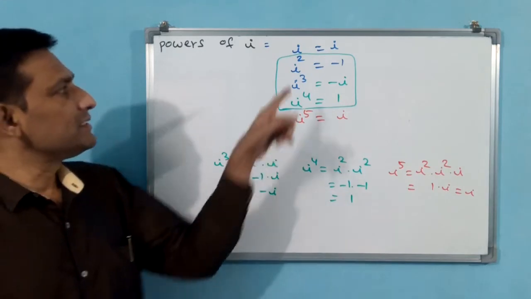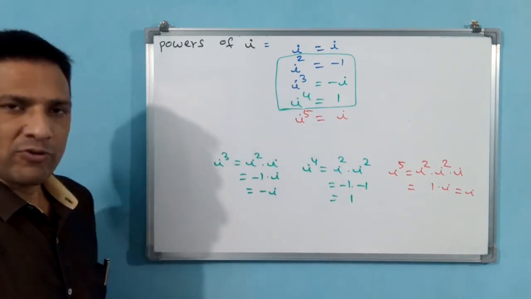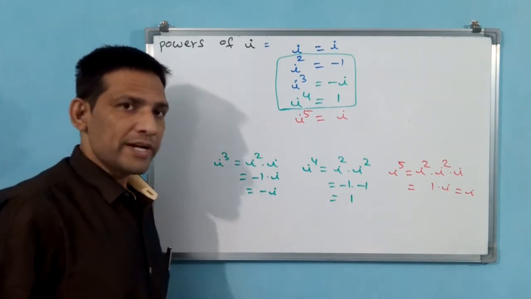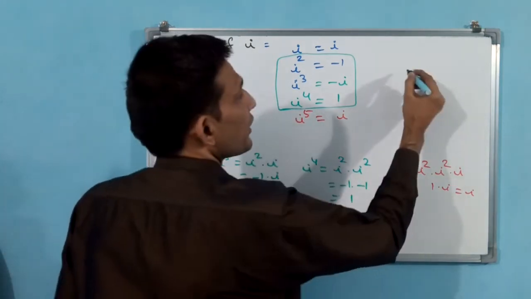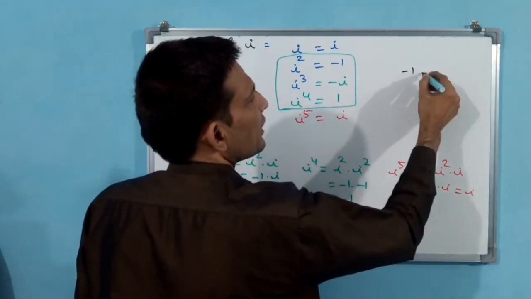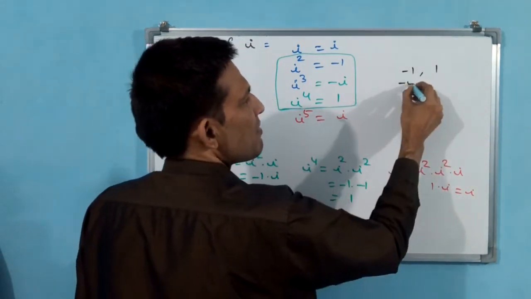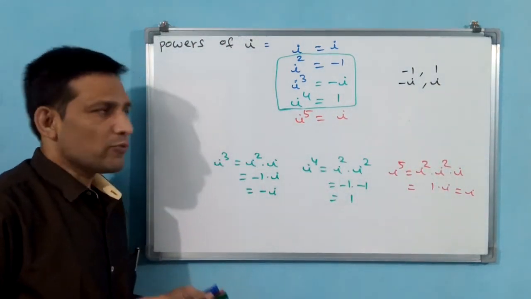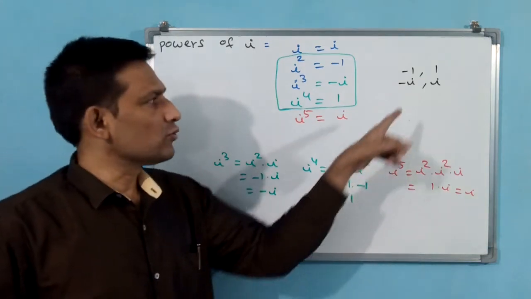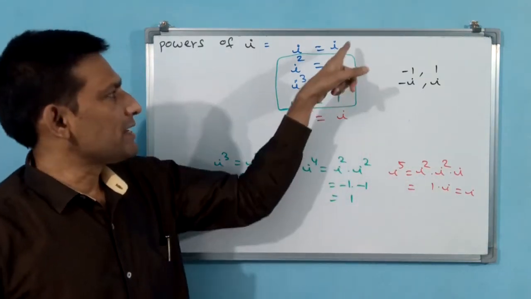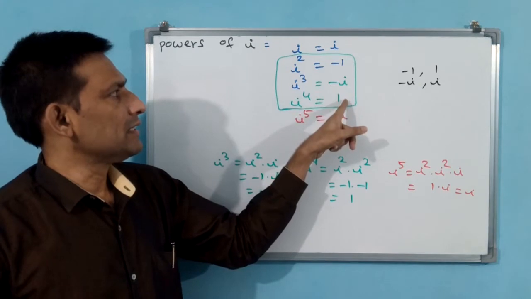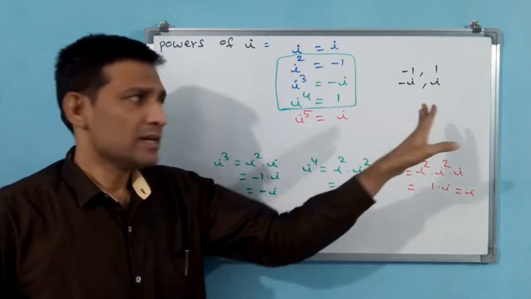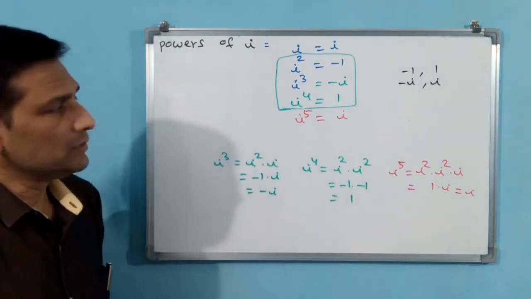If you memorize at least these three results, I square, I cube, I to the power of 4, every result is going to come. Why? Because any result you have to write in only 4 forms. It may be minus 1, it may be plus 1, it may be minus I, it may be plus I. That's all. Rather than these 4, no other result is going to come finally.